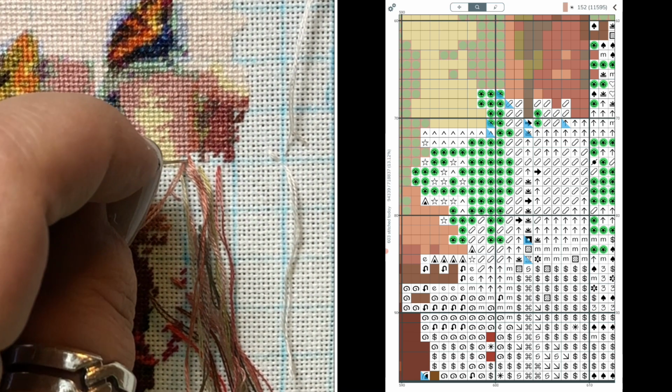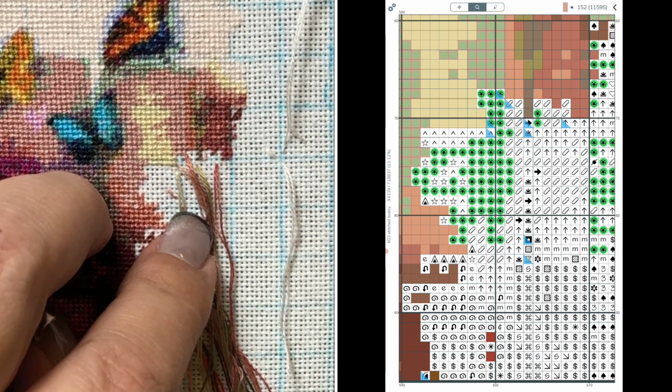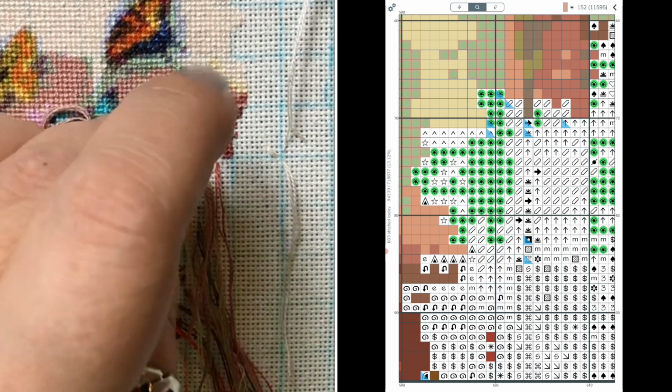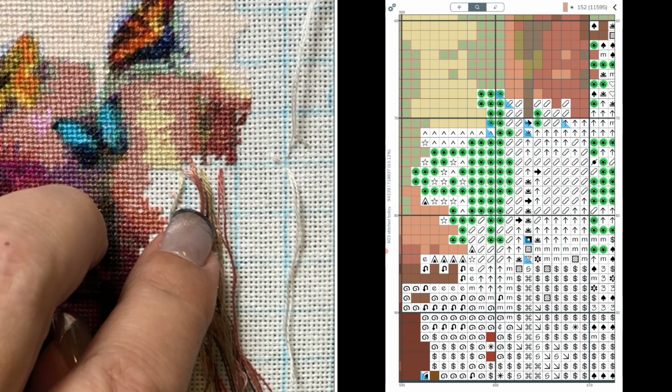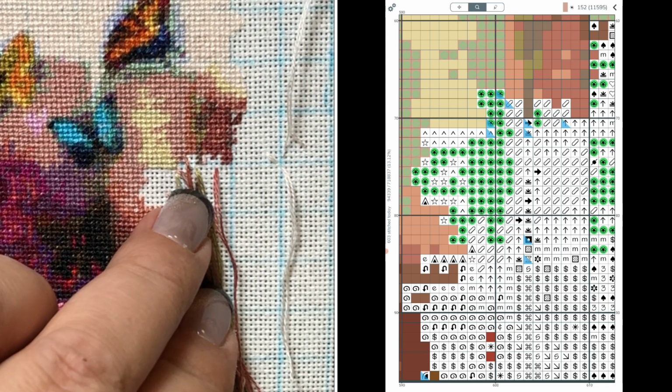So yeah, a lot of beads. What else? There is a lot of everything. Ribbons. Gosh. Okay, there is bark thread.